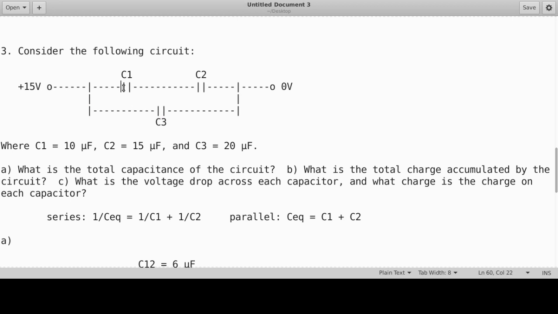Okay, and so the left-hand side of C1 is at 15 volts, and the left-hand side of C3 is also at 15 volts. Okay, now the other side of C1 and the other side of C2 there, I don't know the voltage there yet, but we will find out. Okay, and here on the right side, you have 0 volts, and that'll be 0 volts all the way up to C2, and it's also 0 volts all the way up to the right-hand side of C3. Okay, so that's all 15 volts.